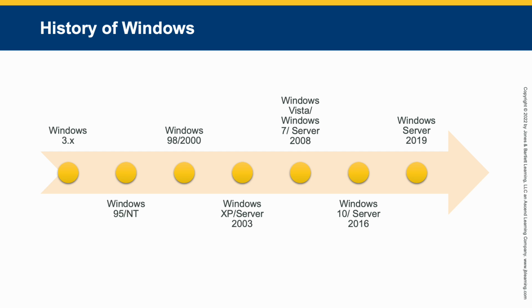The history of Windows is Windows 3.x, Windows 95 or NT, Windows 98, 2000, Windows XP, Server 2003, then Vista came, then Server came in 2016, and Windows Server in 2019 came.